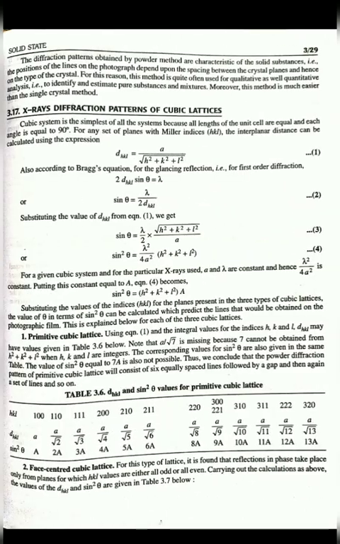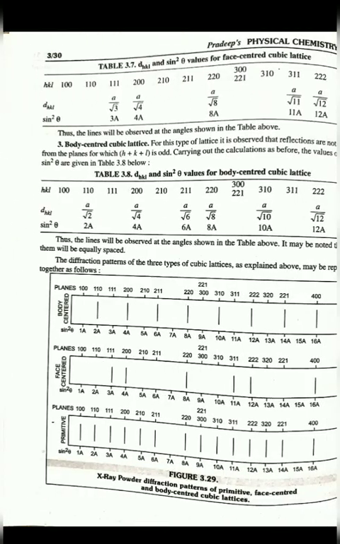Discuss third, body-centered cubic lattice. For this type of lattice, it is observed that reflections are not observed from the planes for which h + k + l is odd. Carrying out the calculation as before, the values of d_hkl and sin² θ are given in table 3.8. Thus, the lines will be observed at the angles shown in the table above. It may be noted that all the lines will be equally spaced. The diffraction patterns of the three types of cubic lattices as explained above may be represented together as follows.